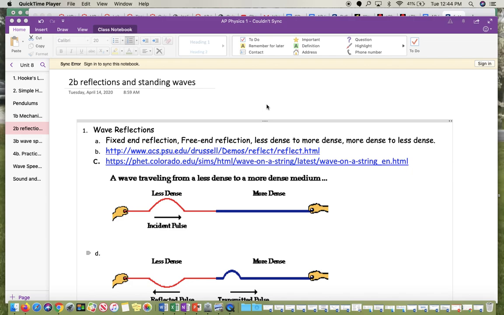There are 4 different types of reflections that I want you guys to know, and 2 of them are very similar to each other. So really broken down into 2s, but there are 2 sets of them. You will need to understand fixed end reflections, free end reflections, and then reflections that occur from a less dense to a more dense medium, and then a more dense to a less dense medium. What I'm going to do is go ahead and start, and we'll come back to these diagrams here and walk us through them.